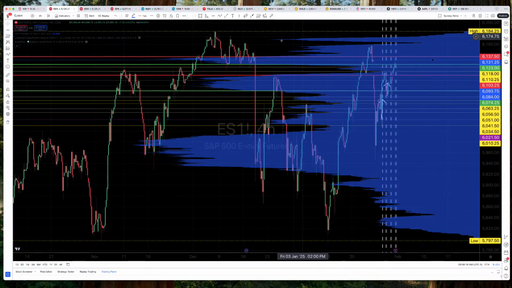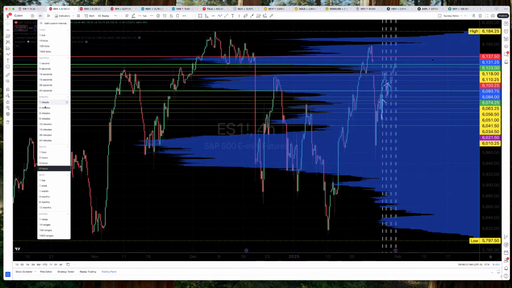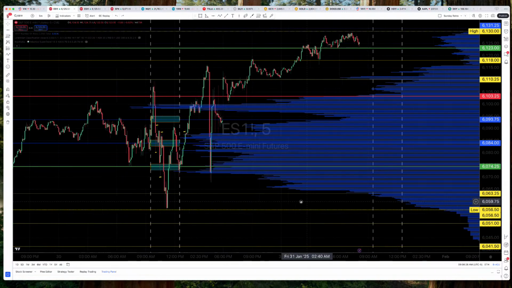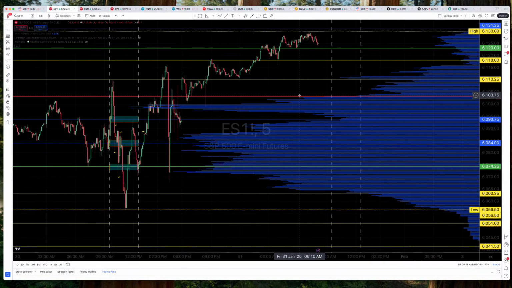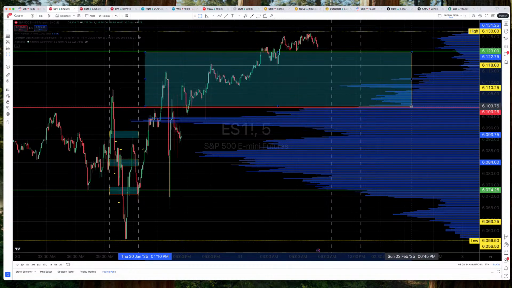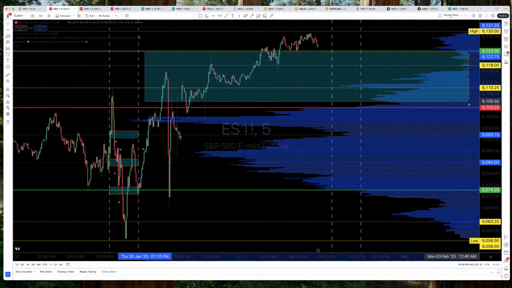Because when I zoom in, I won't be able to see this big profile anymore. And so we'll zoom into a 5-minute chart so we can see the day. And there we go. So now I can clearly see where the node is right here. Let me just draw a box so that you can see also. So here's that node that I just outlined right here.